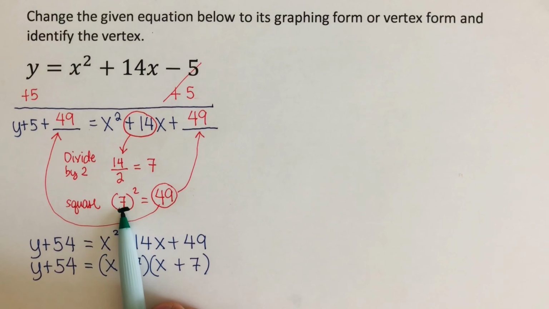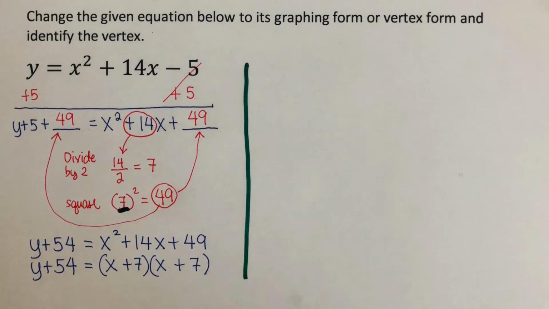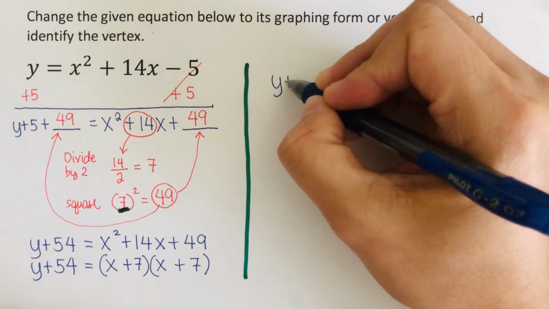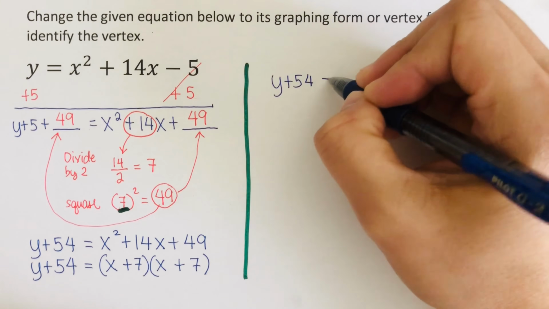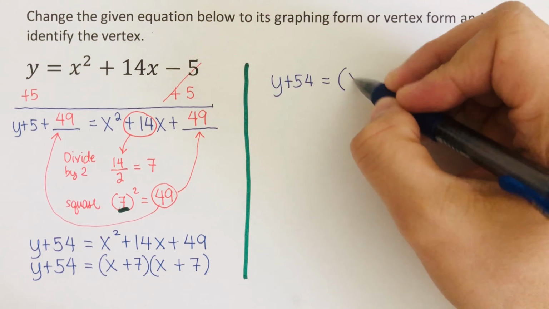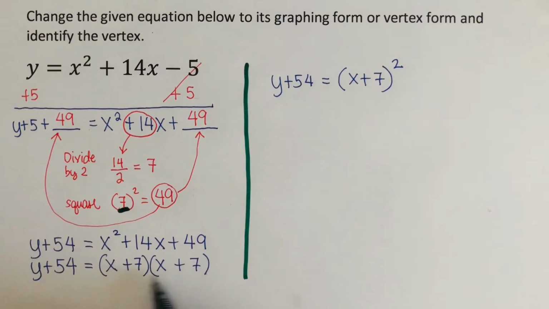Okay, so this number here, that's the one that we write here. So we go over, we simplify this. I'm going to show the work on the other side over here. So this becomes y plus 54 equals, since there are 2 of them, I can square it. So I can go ahead and say x plus 7, and that's a square because that means there are 2 of them.